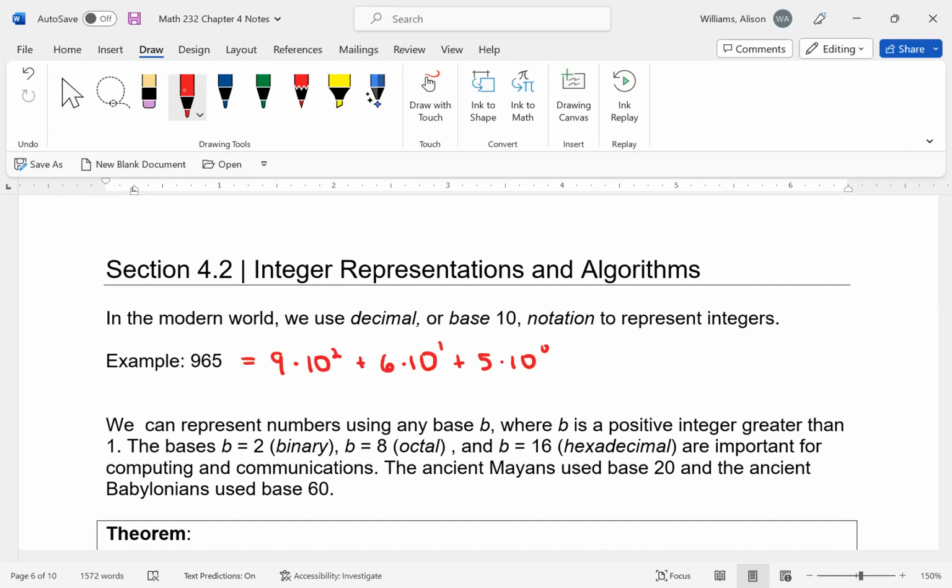But if you're going to go into computer science, you need to know some other base formatting. For instance, base 2 binary is big, same with octal and hexadecimal. Those are often used for computing and communications. And then just a quick note, we know that the Mayans and the Babylonians used different base number systems as well. Mayans were base 20, Babylonians were base 60. Just a little history there.